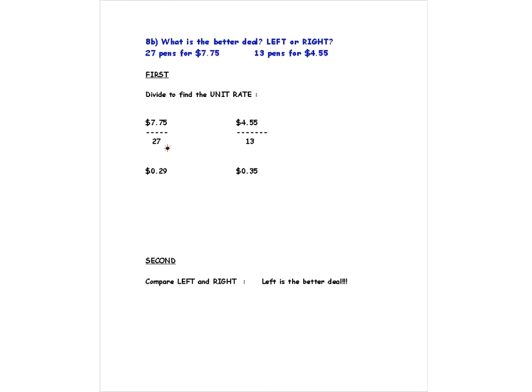Okay, so you can see that when you divide 775 by 27 pens, you get this amount, and the other one you get this amount. So you can see that again, the one on the left is a better deal. And we could say this amount per pen is the unit rate. Good stuff.